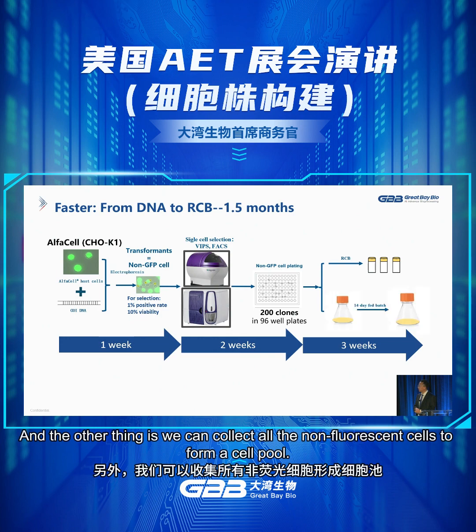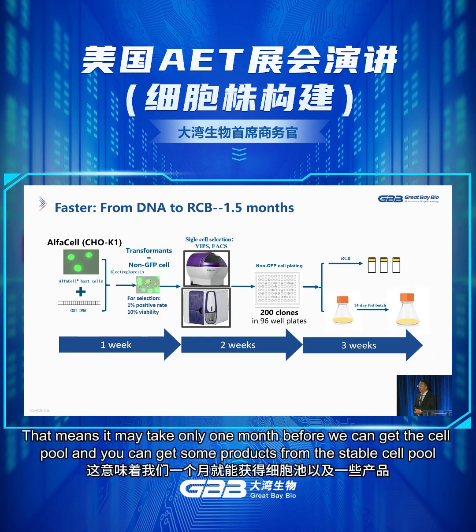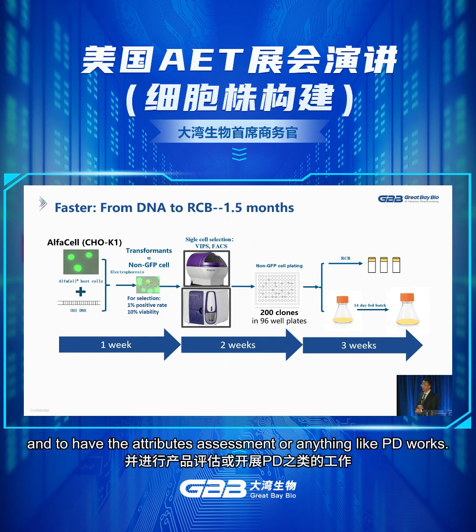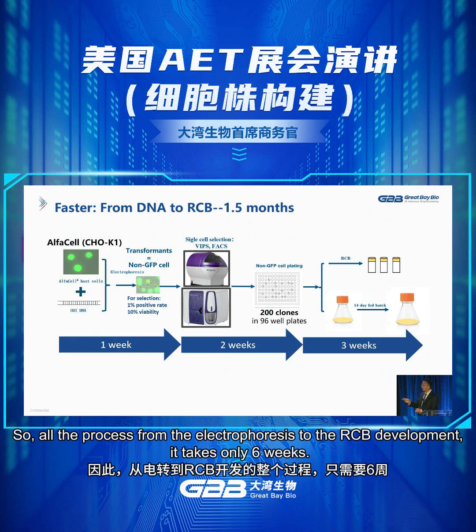And the other thing is we can collect all the non-fluorescent cells to form a cell pool. That means it may take only 1 month before we can get the cell pool, and you can get some products from the stable cell pool for attributes assessment or anything you like, PD works. So all the process from the electrophoresis to the RCB development takes only 6 weeks.